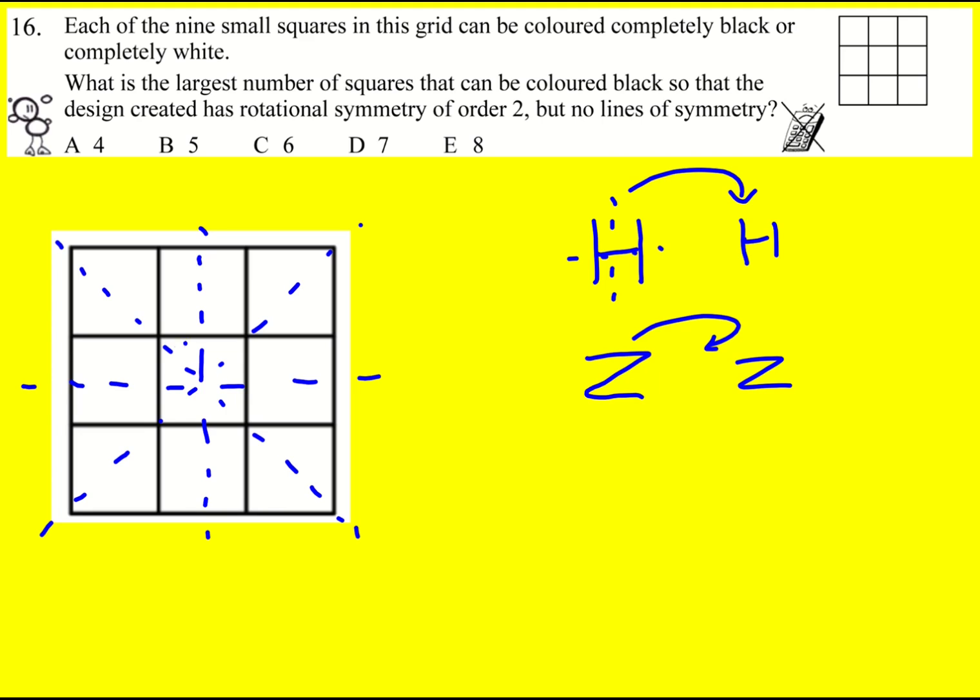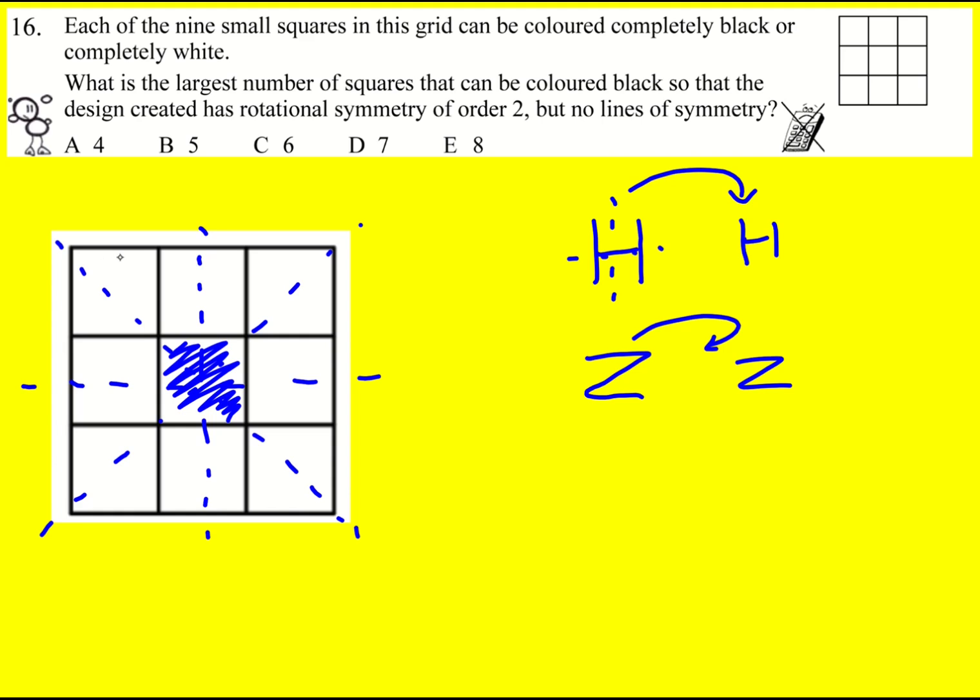Now, one thing to say is that shading or not shading the middle square will have no effect on the lines of symmetry or the rotational symmetry. They'll remain or not remain as before. So we might as well shade it because we're trying to shade as many as we can. So it's then all about the rest of them. And remember, I want to have rotational symmetry.